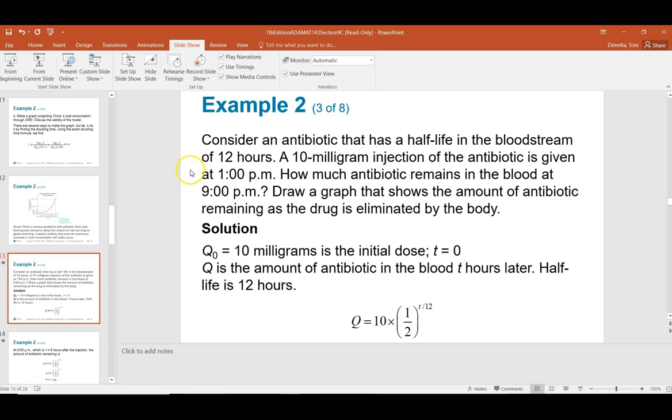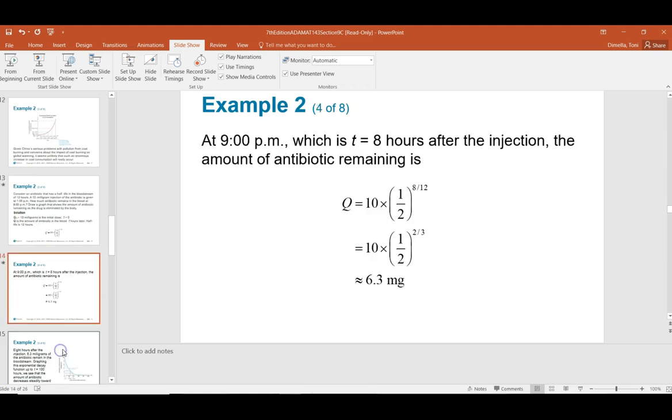So if I take my injection at 1 p.m., that's 10 milligrams, that means 12 hours later at 1 a.m., I'll only have 5. But I want to know what's going on at 9 p.m. That's 8 hours later. Well, my initial value was 10, and my half-life is 12 hours. I'm losing half of it. My decay rate is 0.5. So I would be adding in a negative 0.5 to my rate. So I'm going to put in an 8 up here, which is 2/3.